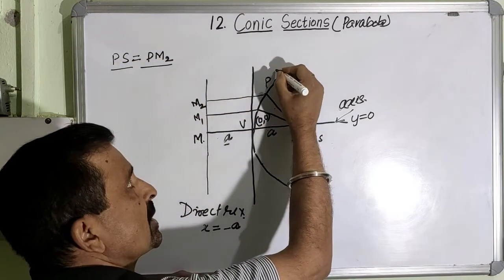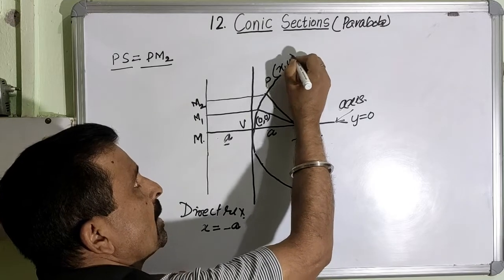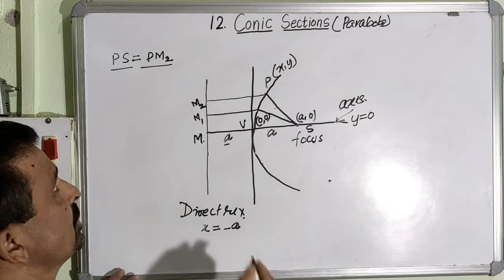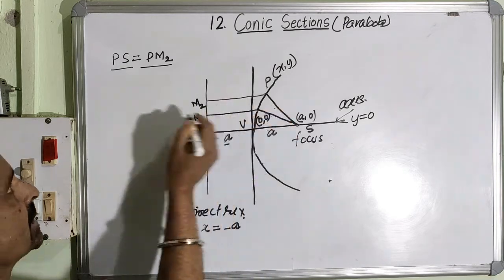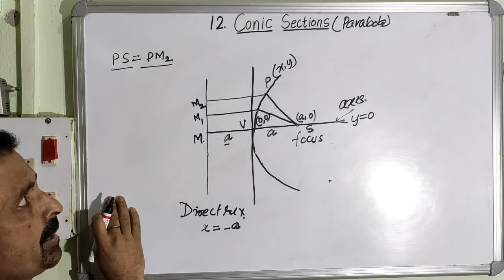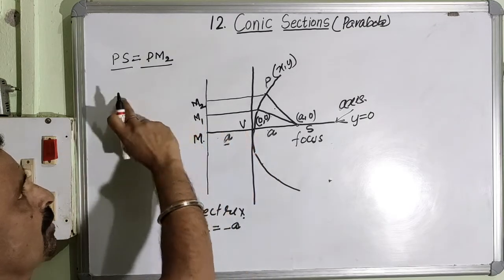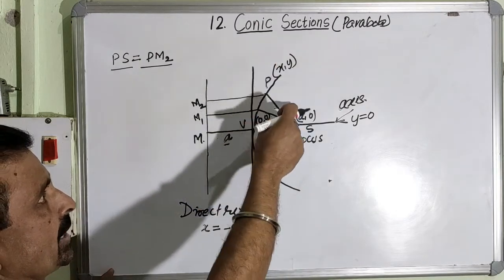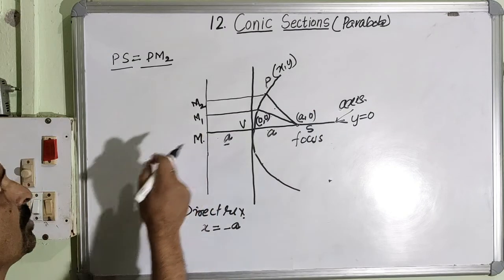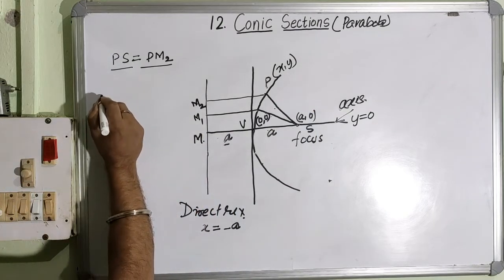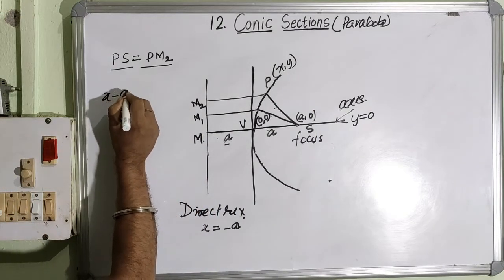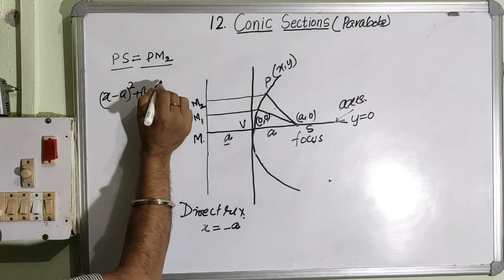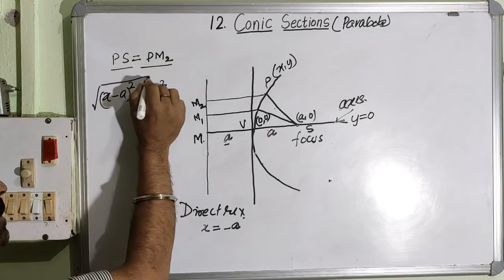Now suppose the coordinate of this point P is (x, y), right? Now we are trying to derive the equation for the parabola. So using the definition of parabola, we can say PS is equal to PM. Now using the distance formula, we are going to derive the equation. The coordinate of P is (x, y) and the coordinate of S is (a, 0). Using the distance formula for PS, we can write this as the square root of (x minus a) whole square plus (y minus 0) whole square.